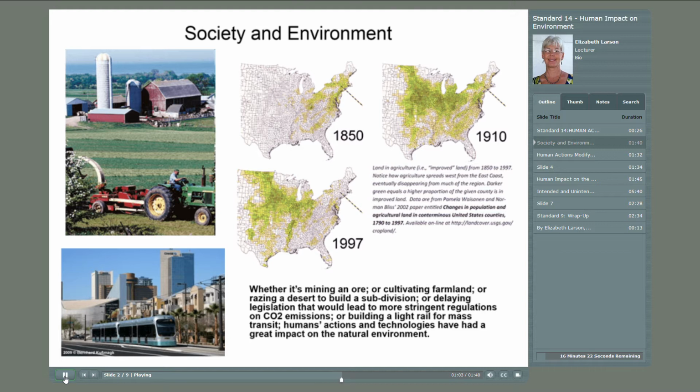By 1910, we can see very dark green portions of counties in agriculture. And by 1997, we see that agricultural land or improved lands have moved even a little further west, yet the lands in the eastern coast have begun to decline in terms of agricultural production. These maps show us very clearly how human beings accelerate environmental change.